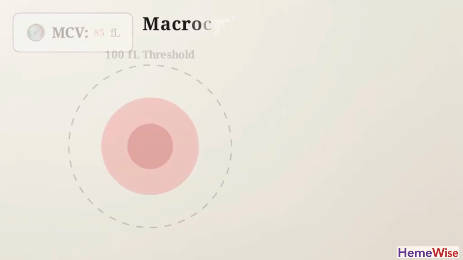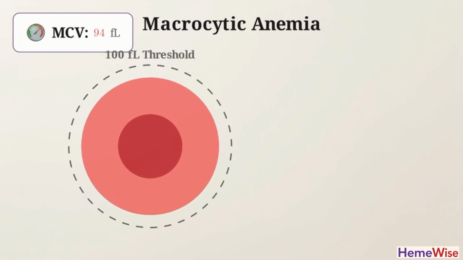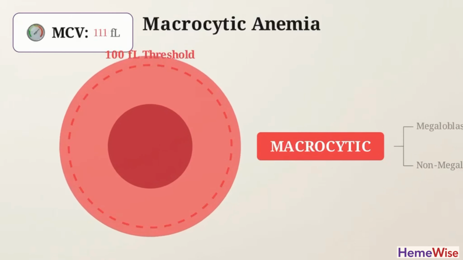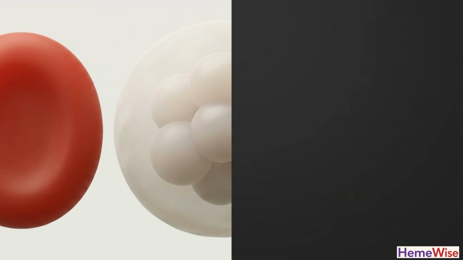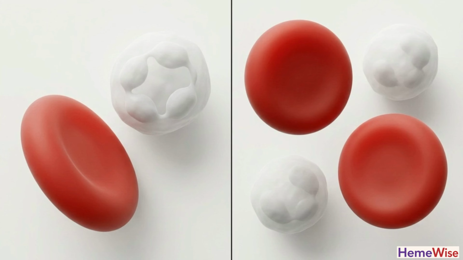The final morphological branch is macrocytic anemia, triggered when the MCV exceeds 100 femtoliters. This illustration demonstrates how to distinguish the 2 main macrocytic paths. On the left, the megaloblastic path features distinct macro-ovalocytes paired with hypersegmented neutrophils. On the right, the non-megaloblastic path, often caused by alcohol, liver disease, or MDS, shows round macrocytes without that hypersegmentation.